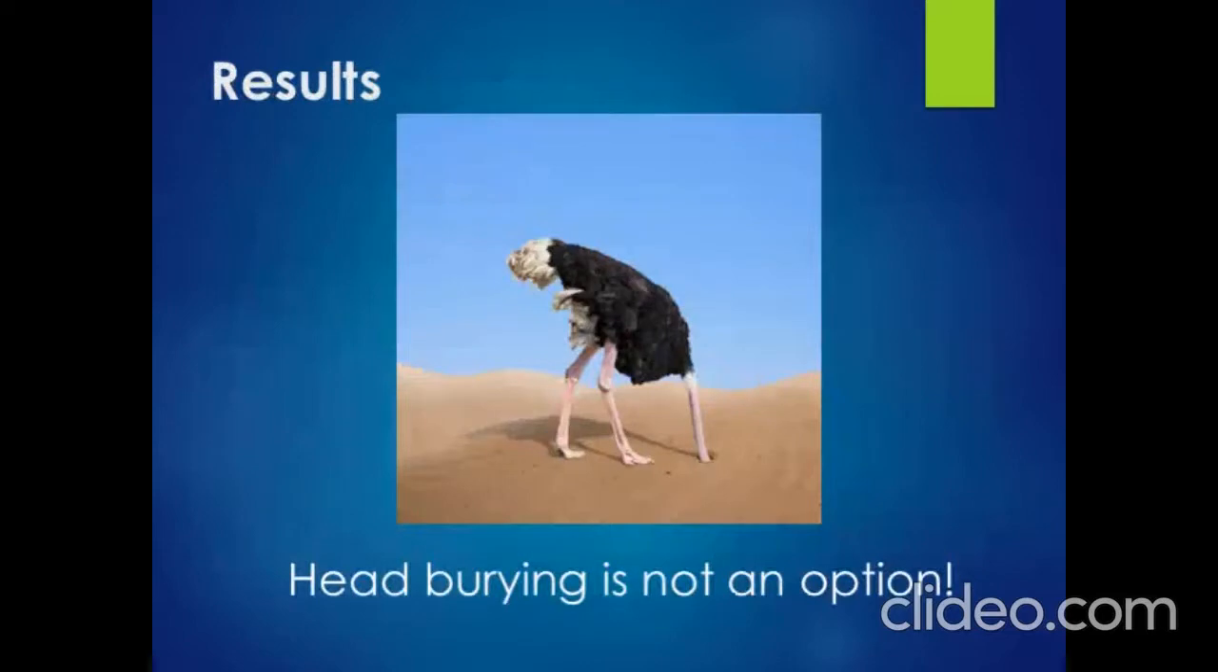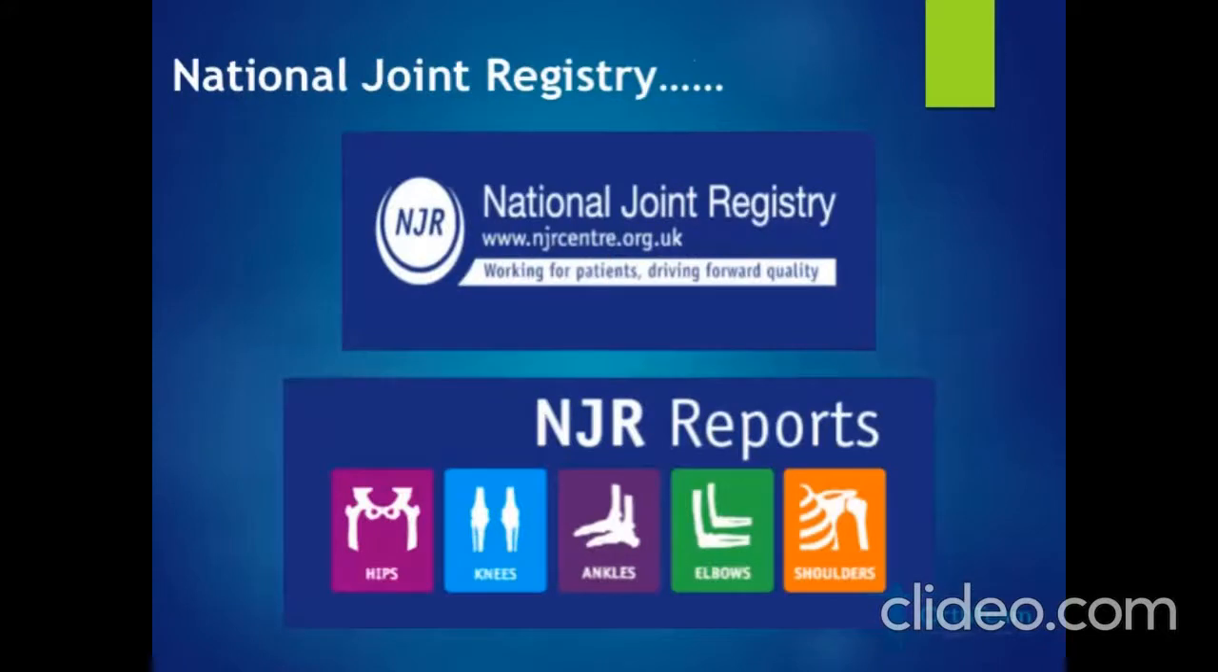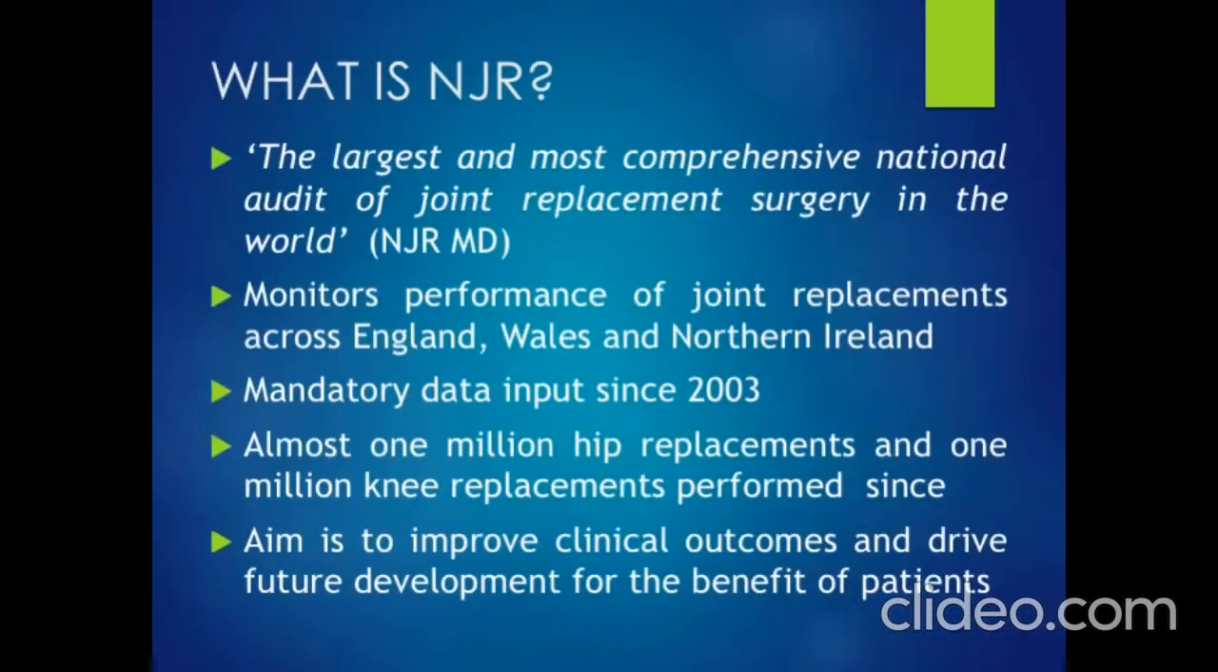Head burying is not an option when it comes to looking at the results of joint replacement surgery. So we've touched upon again the National Joint Registry, in terms of monitoring and looking both at surgeons and at implants. So what is it? It's the largest and most comprehensive national audit of joint replacement surgery in the world. There are over 1 million hip and over 1 million knee replacements in it, and it's led to a fantastic understanding of what's happening. We all have to put our data into it, and the aim is to improve clinical outcomes and drive future development for the benefit of patients.